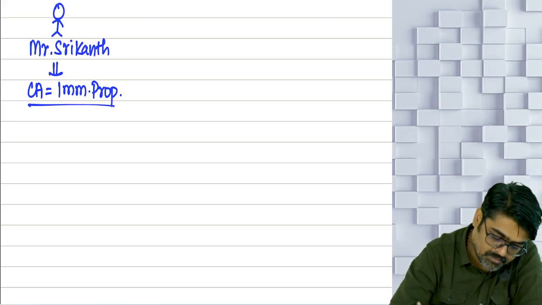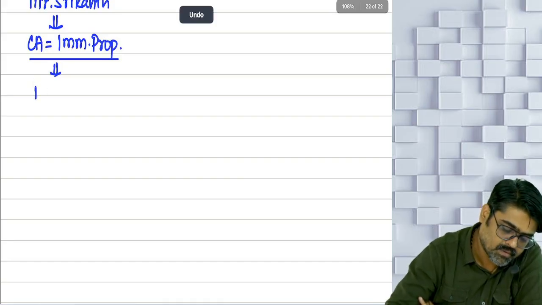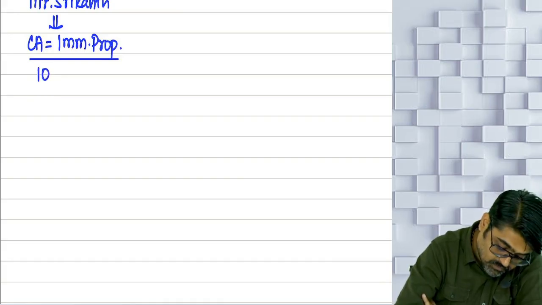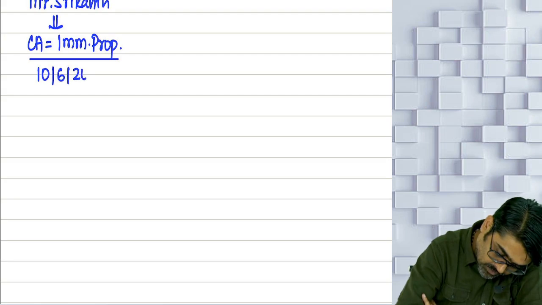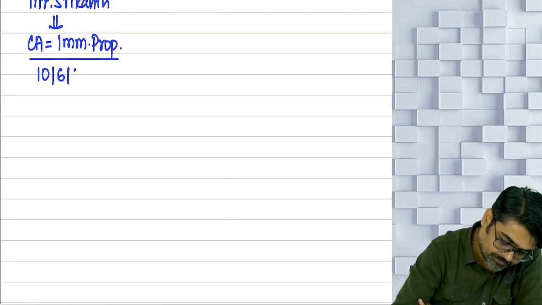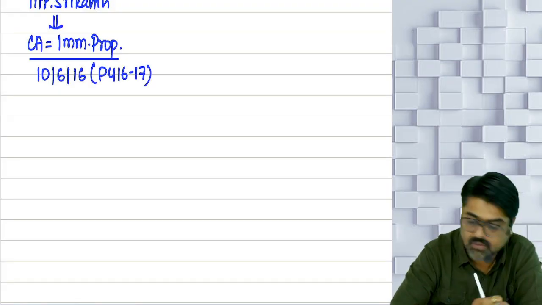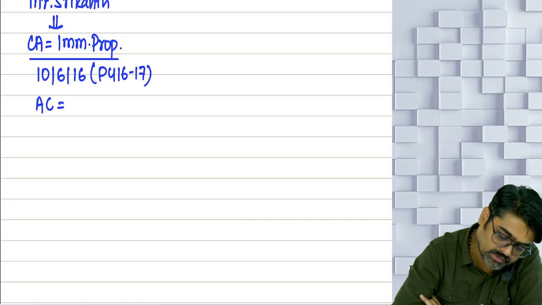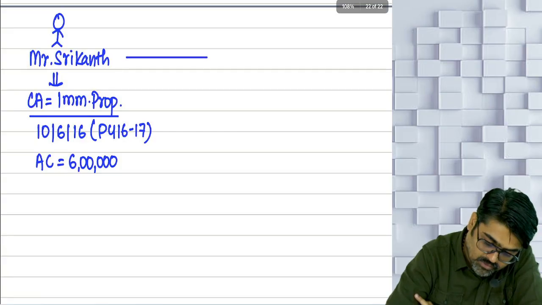When did he acquire this immobile property? Example, he has acquired this immobile property in previous year on 10th of June 2016. Sorry, not 20. Let's keep it 16. Meaning previous year 16-17 he acquired one immobile property. Now he acquired for an actual cost of rupees 6 lakhs. How much, sir? 6 lakhs.